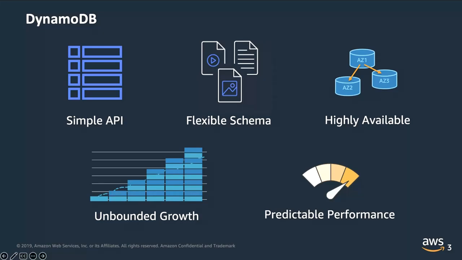Now, second part is that you get flexible schema. There is no fixed schema as compared to what you get in a relational database, right? You can store documents, you can store photos, you can have a single table where you're storing customers and orders and stuff like that. So there is no fixed schema.